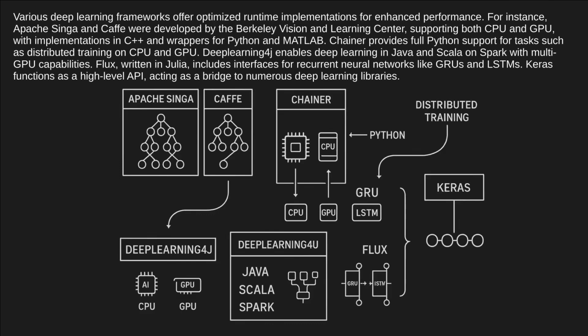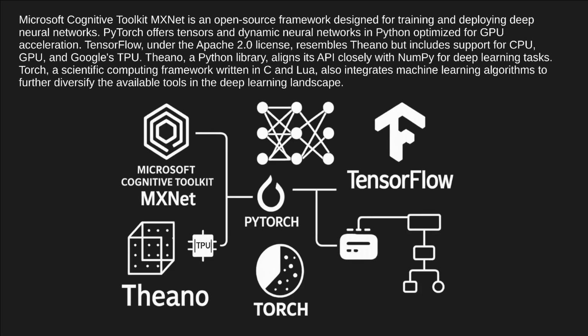Keras functions as a high-level API, acting as a bridge to numerous deep learning libraries. Microsoft Cognitive Toolkit and MXNet are open-source frameworks designed for training and deploying deep neural networks. PyTorch offers tensors and dynamic neural networks in Python optimized for GPU acceleration. TensorFlow under the Apache 2.0 license resembles Theano, but includes support for CPU, GPU, and Google's TPU. Theano, a Python library, aligns its API closely with NumPy for deep learning tasks. Torch, a scientific computing framework written in C and Lua, also integrates machine learning algorithms to further diversify the available tools in the deep learning landscape.